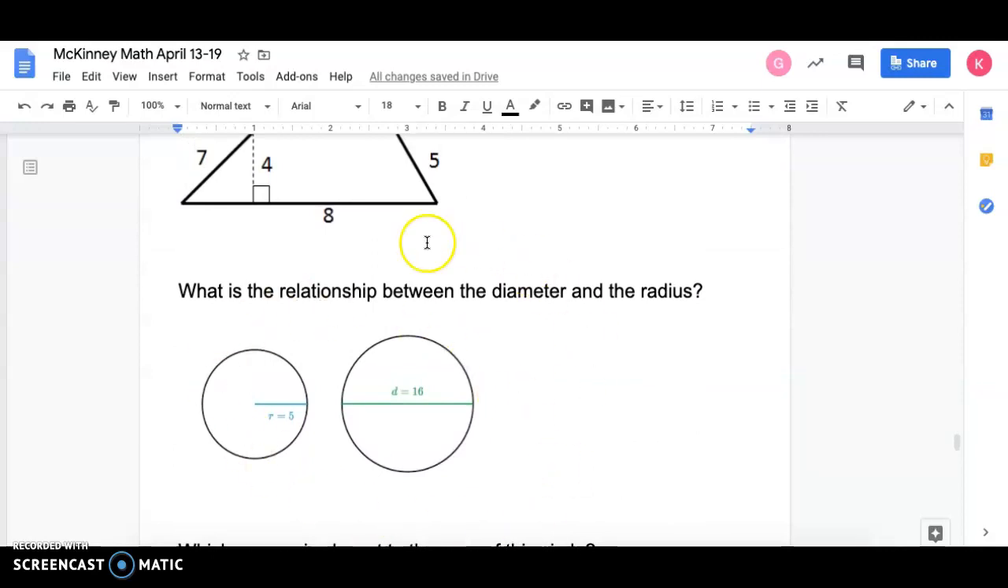In circles, what is the relationship between the diameter and the radius? This is a beautiful example. We have diameter and radius. However, you can see that these are different sized circles, so this radius and this diameter don't go together.